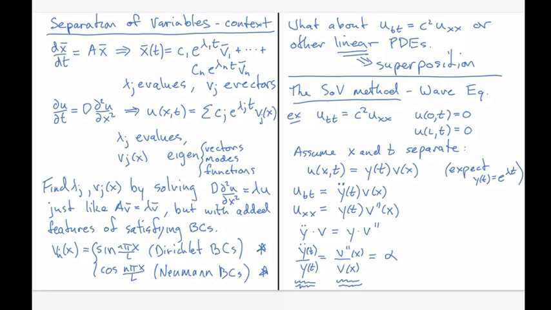Okay, so these are two equations, right? We've got y double dot over y equals alpha and c squared v double prime over v equals alpha. And so I'm going to write those out separately. So here are two equations that we get. c squared v double prime equals alpha v, oops, I forgot an alpha there, and y double dot equals alpha y.